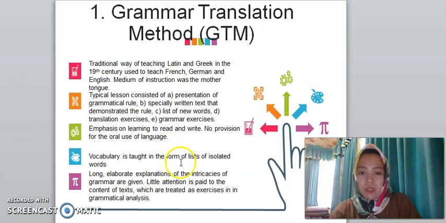And the vocabulary is also isolated. I mean, the teachers only provide certain vocabulary to be learned. So the students do not really concern themselves with other vocabularies, but only the certain list from the teachers that the students learn in the class.